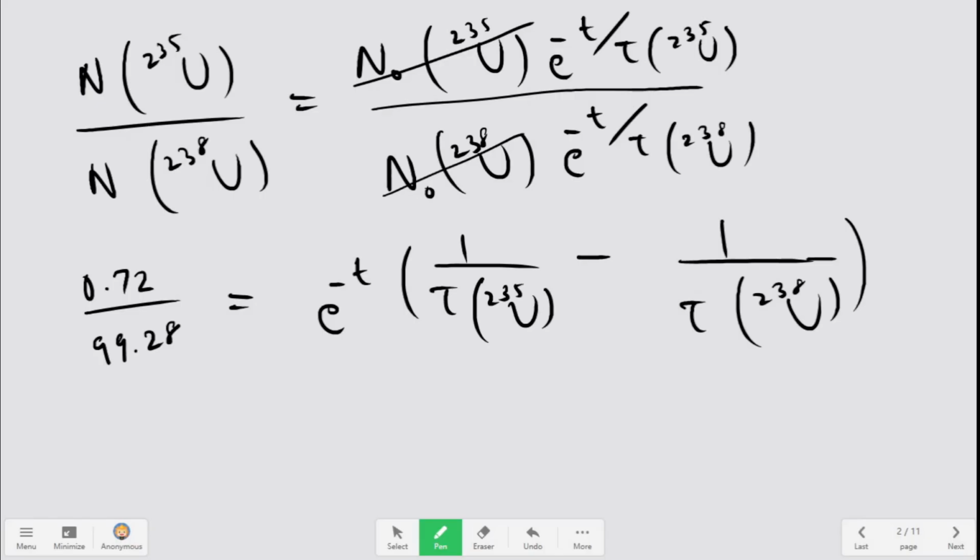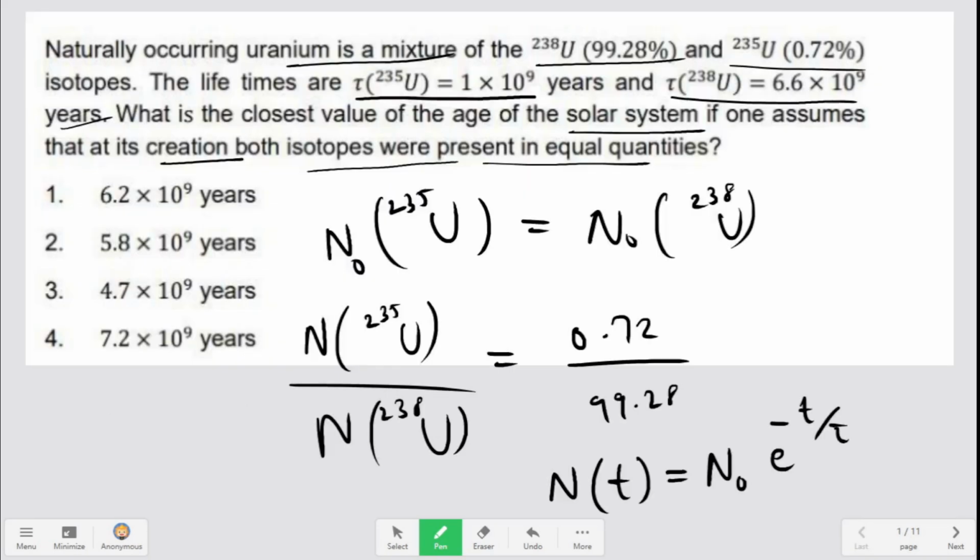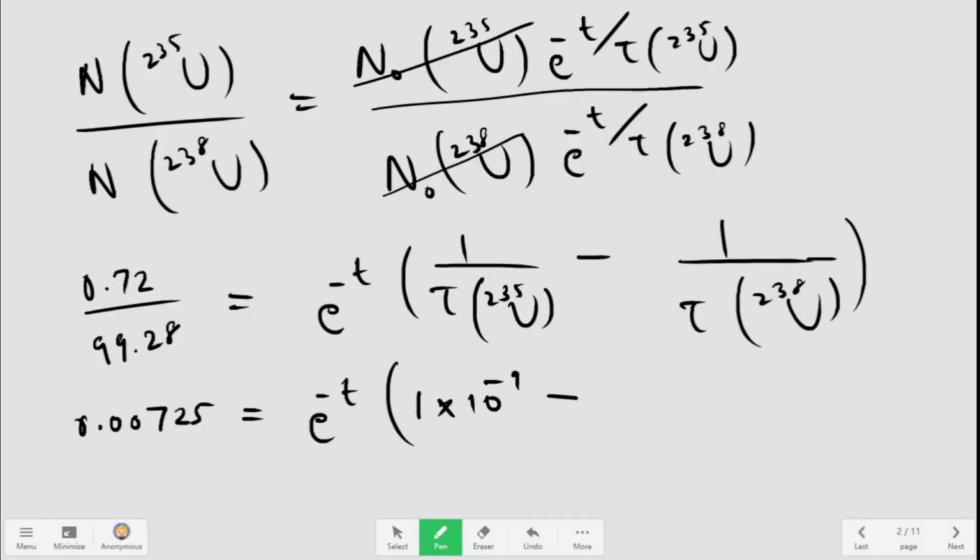So 0.72 divided by 99.28 is approximately 0.00725. This is equal to e raised to minus t into 1 by 1 into 10 raised to 9, which is 1 into 10 raised to minus 9, minus 1 by tau U238, which is 6.6 into 10 raised to 9. So 1 by 6.6 into 10 raised to 9 is 0.1515 into 10 raised to minus 9, and units are per year.